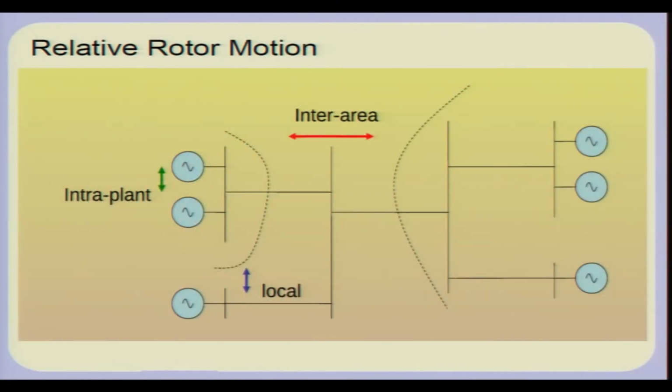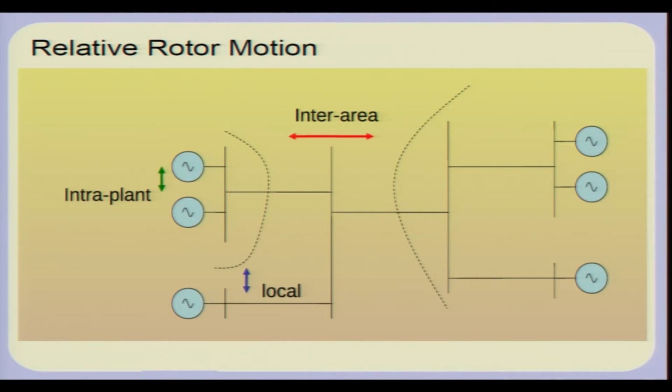So, the electromechanical behavior, the relative rotor motion, will be characterized by many swing modes in a multi-machine system. They are characterized as inter-area modes, where a large number of machines swing against another large group of machines. You may have machines within a power plant oscillating with respect to each other, or even local modes. These are all modes which are excited once you give a disturbance.